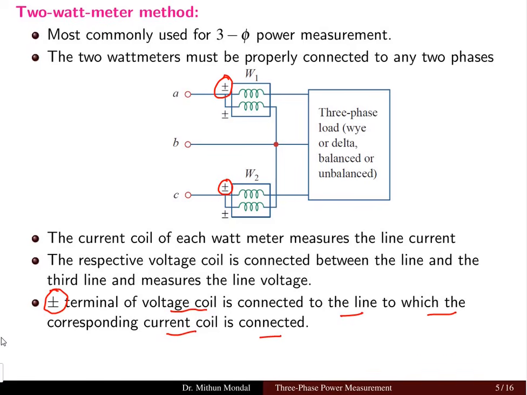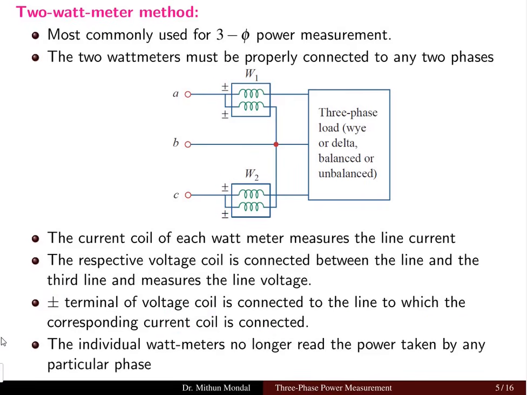So the positive and negative sign of the voltage coil and the current coil should be properly connected so that you measure the line voltage and the line current properly, and there is no need for the third wattmeter. The individual wattmeters no longer read the power taken by any particular phase. So we cannot say now that W1 and W2 are measuring single phase power. It is not correct. W1 and W2 are not measuring single phase power.